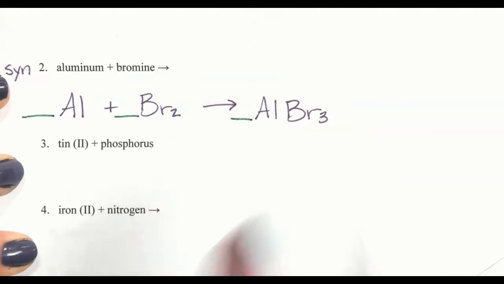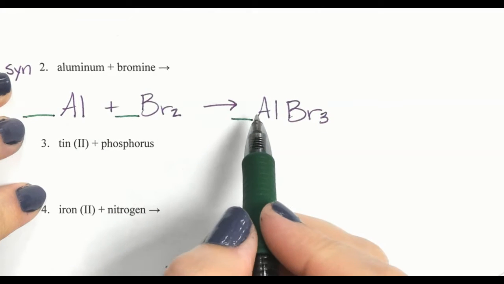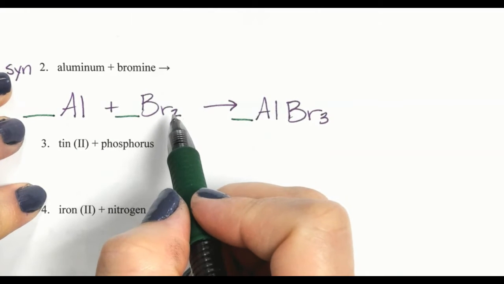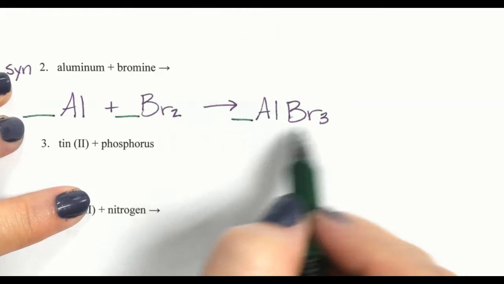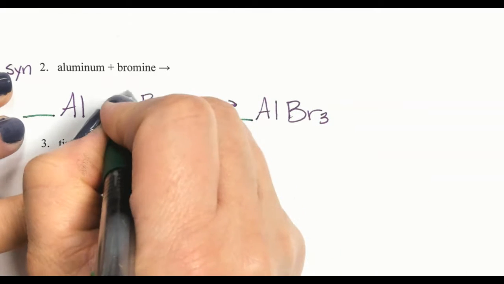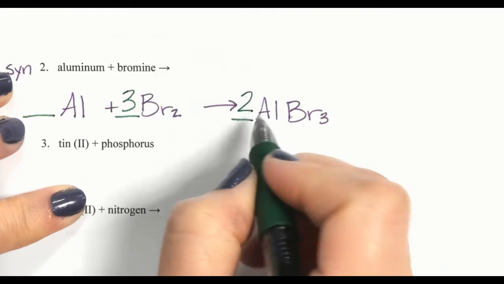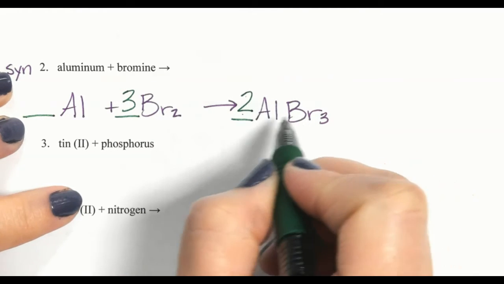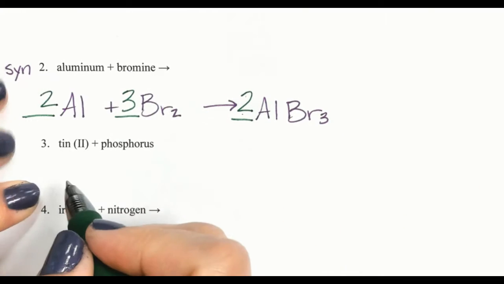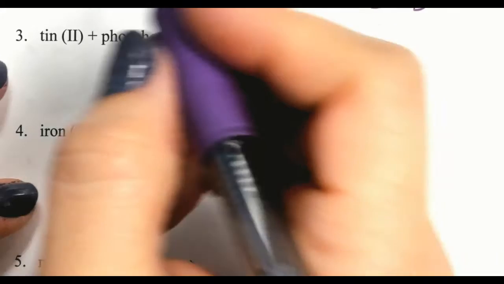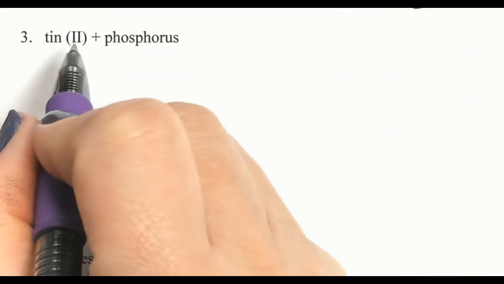So I'm going to put my little blanks in front. And now we have 1 aluminum on the left, 1 aluminum on the right, 2 bromines on the left, 3 bromines on the right. 2 times 3 is 6. That's my least common multiple. So I'm going to make this a coefficient of 3 because 3 times 2 equals 6, and put a 2 there because 2 times 3 is 6. Notice I have altered my aluminum, so I need to go back and fix it, and so we'll have 2 aluminums.